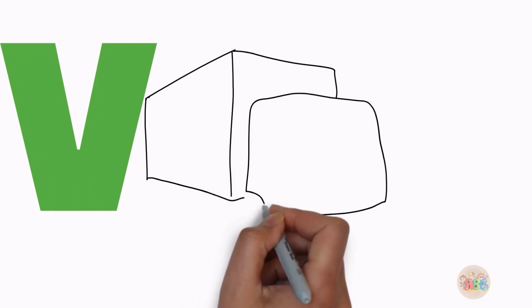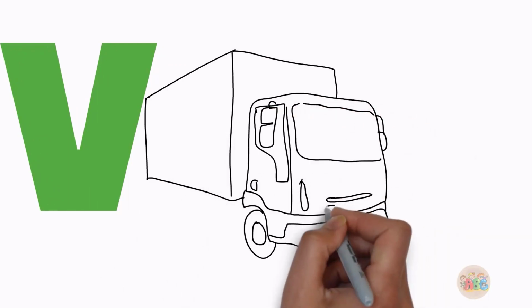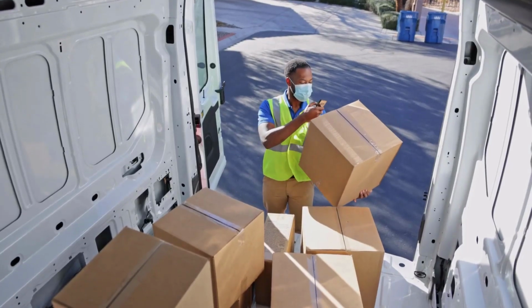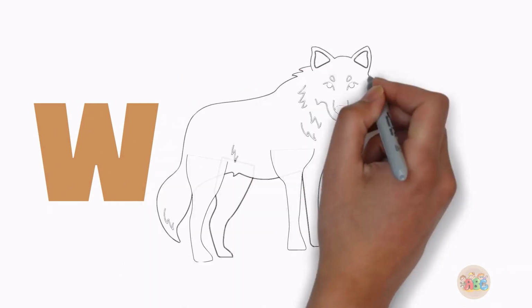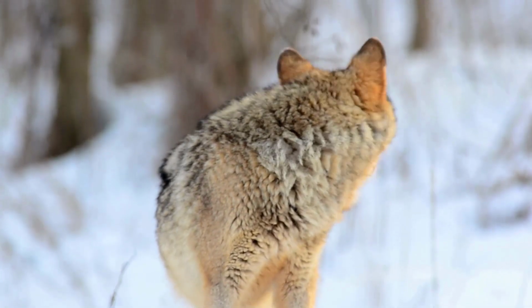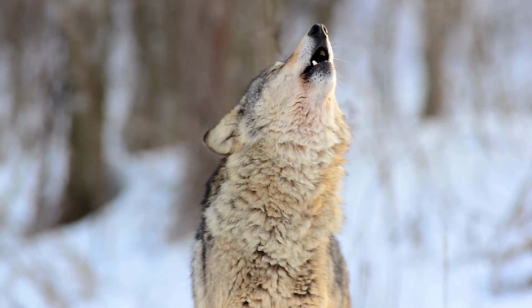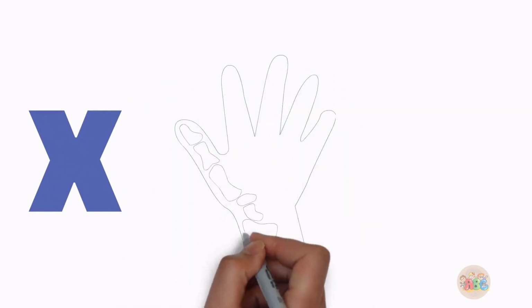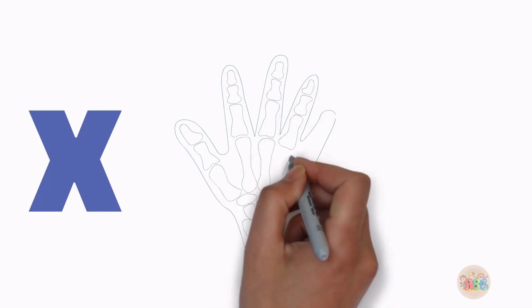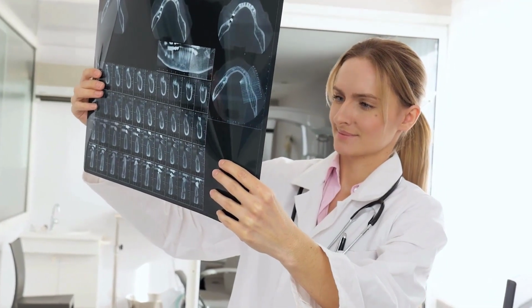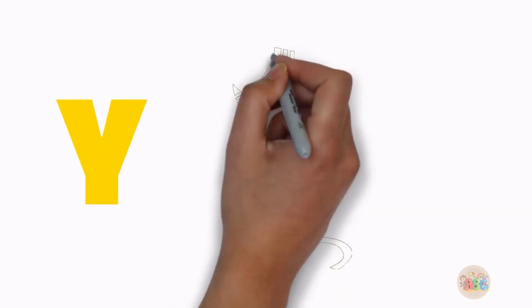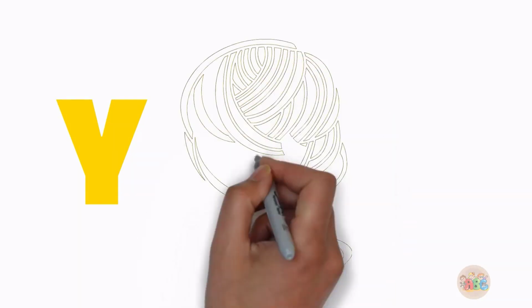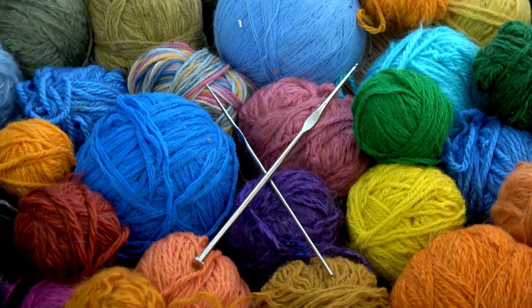V. V is for van. Say with me, van. Van. W. W is for wolf. Say with me, wolf. Wolf. X. X is for X-ray. Say with me, X-ray. Y. Y is for yarn. Say with me, yarn.